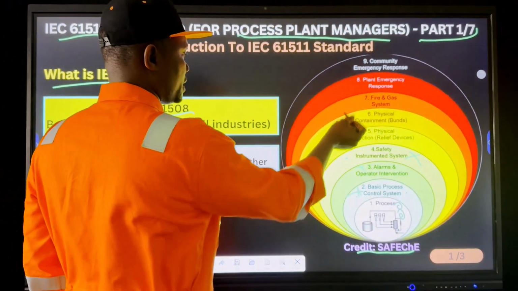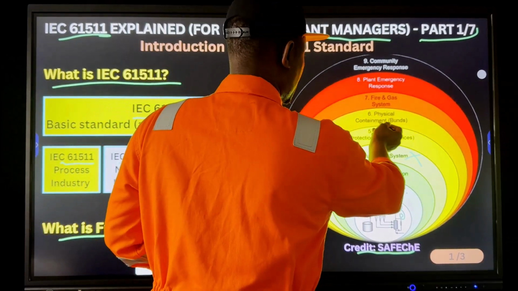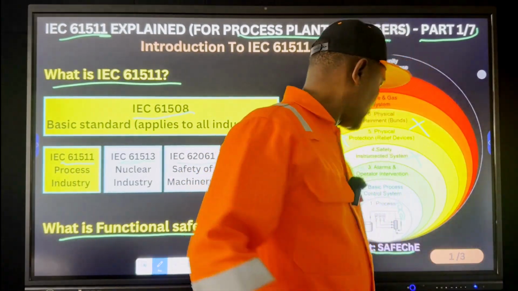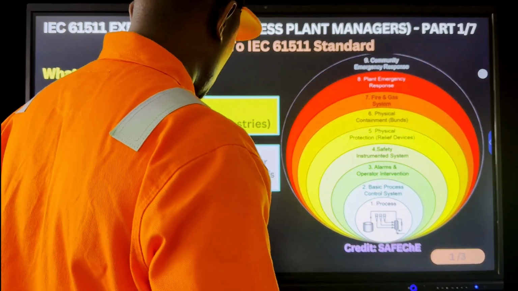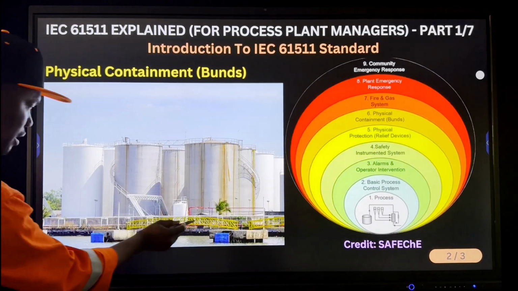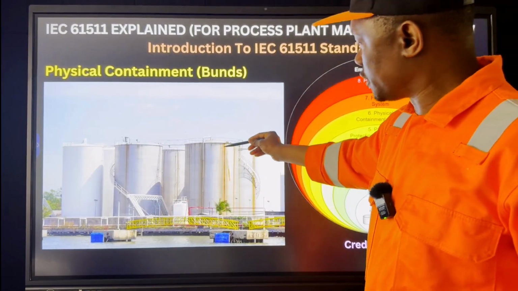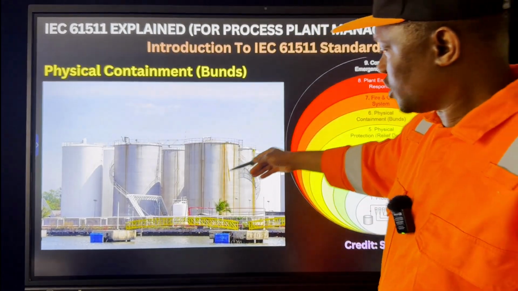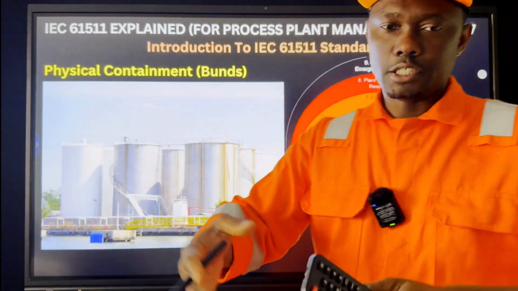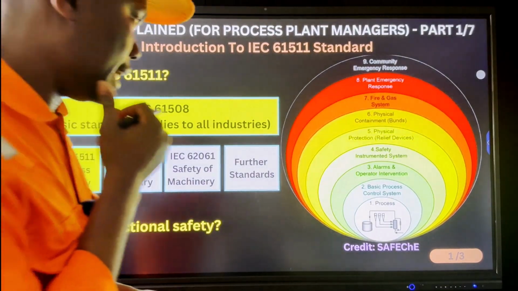Now, assuming all these have already failed, then the physical containment, like the bund, this bund that is used to surround the process vessels or the tank. I think I have a visual here. I have a picture of one. If you look at this wall here that surrounds the tank, that's the bund. So if there's a loss of containment from these tanks, then it will try to contain it, while the operations team and the emergency team are trying to limit the escalation. That's also a layer of protection.